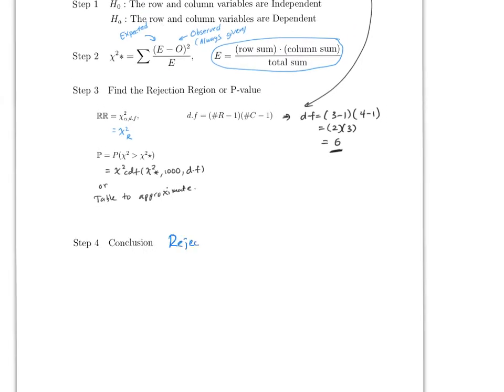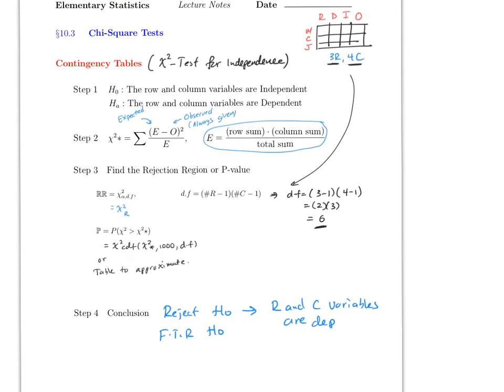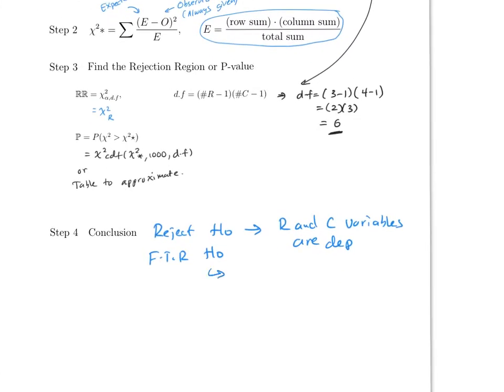And then finally, as usual, the conclusion, which, remember, there are only 2 choices: either reject H0 or fail to reject H0. Remember, rejecting implies that the row and column variables are dependent, because if you reject this, then automatically this is true. And fail to reject implies the row and column variables are independent, or that you don't have enough evidence to reject that they are independent.